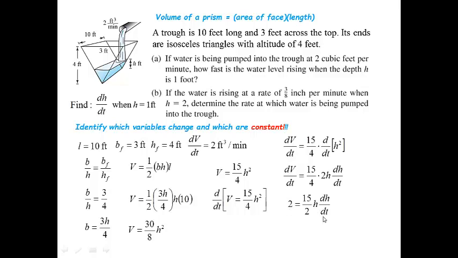And this is going to be 1 in a second. I left it like this because we're going to need this part again in part B. So now I put in the 1 here. And, well, let me see. I solved it for dh dt. I multiply both sides by the reciprocal of 15 over 2, which is 4 over 15.